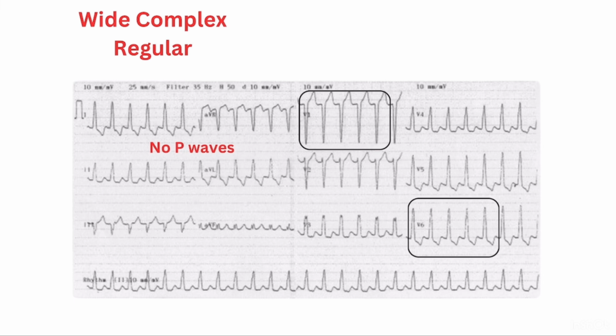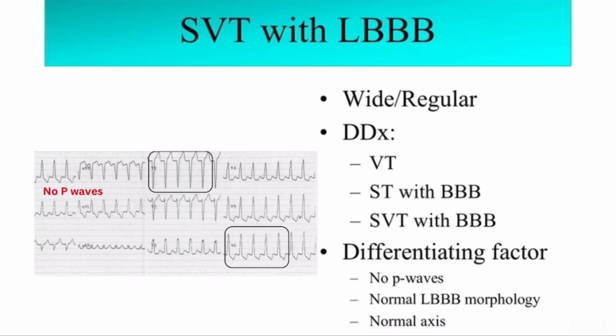The 3 differentials are 1. Ventricular tachycardia, 2. Supraventricular tachycardia with left BBB, 3. Sinus tachycardia with left BBB. Final diagnosis, supraventricular tachycardia with left BBB, confirmed by the normal axis and absence of P waves.